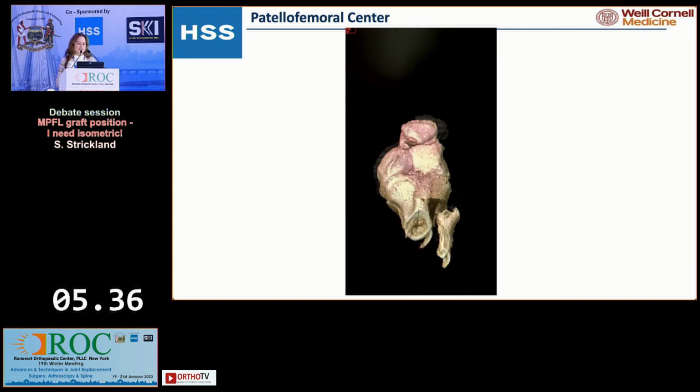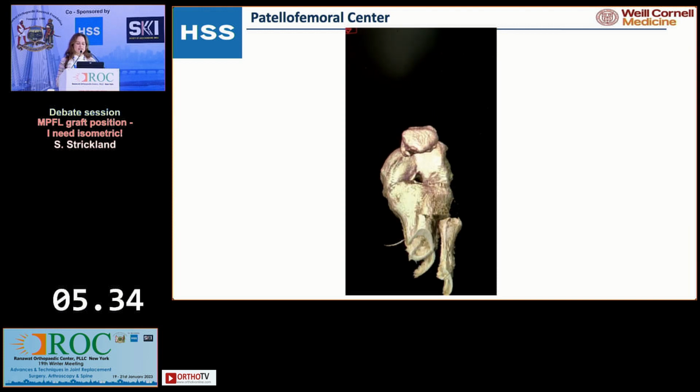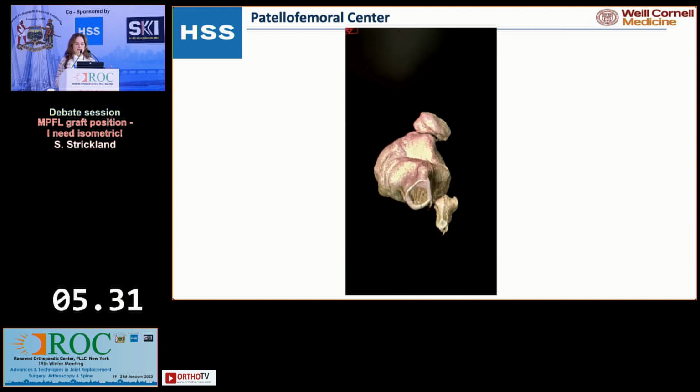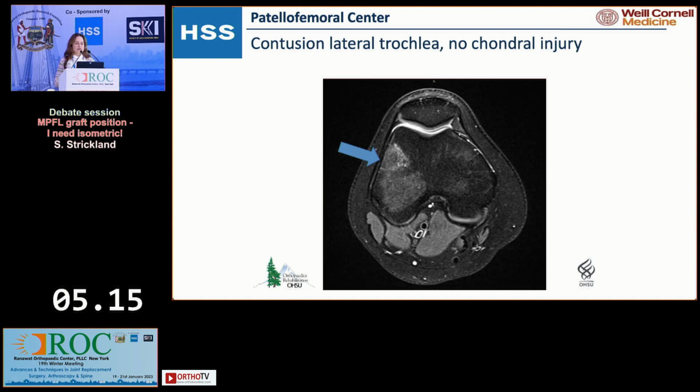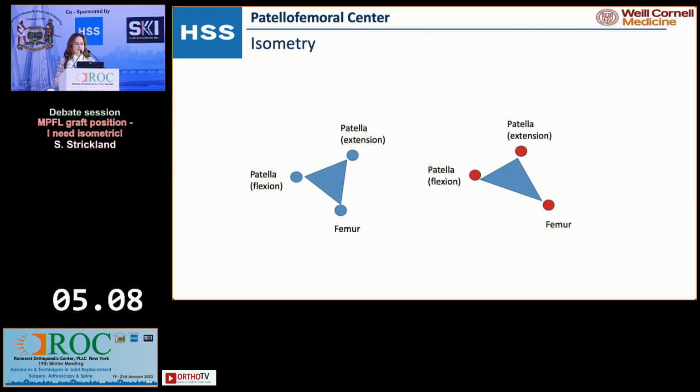Here in a CT, you can see how these patients are tracking, and these patients, again, you really need to look at what's happening with the length of the MPFL, especially through the first 60 degrees of flexion. So generally, you want a patient like this. If you're doing an isolated MPFL, you want them to have a normal Merchant view and fairly normal anatomy if you're going to not pay a lot of attention to isometry. Here you can see contusion in the lateral trochlea, no cartilage injury.